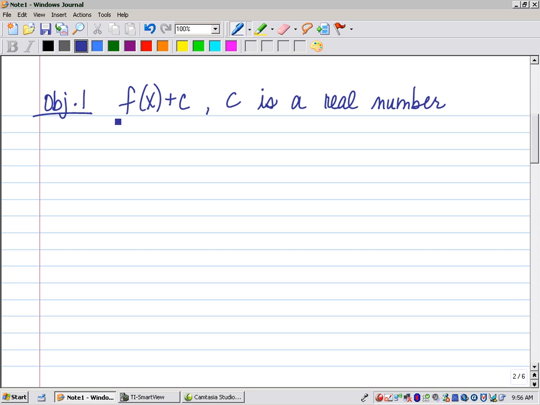So the first objective, focusing on f(x) + c, where c is a real number. So this is taking an original function and adding a value to it. Let me take a step back and just review a few things with you. In this section, when we talk about f(x), primarily we're going to look at f(x) as one of those basic functions that we've talked about before.